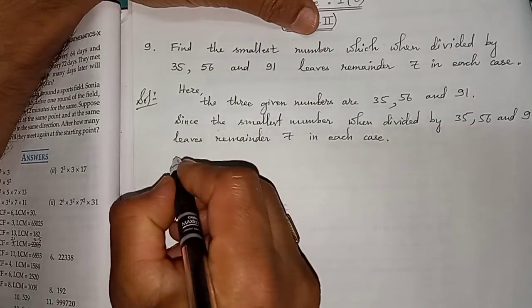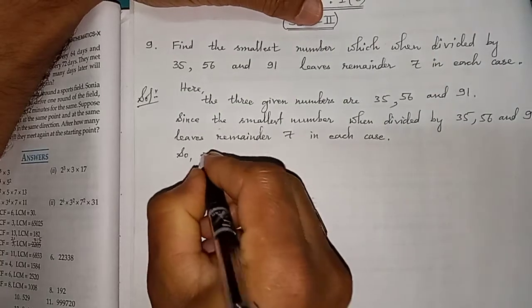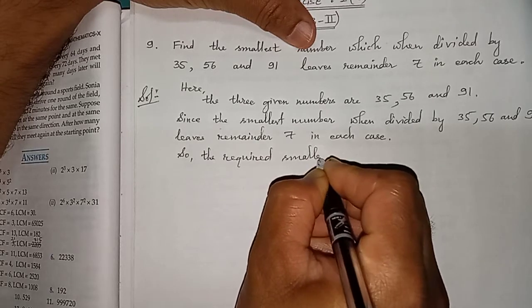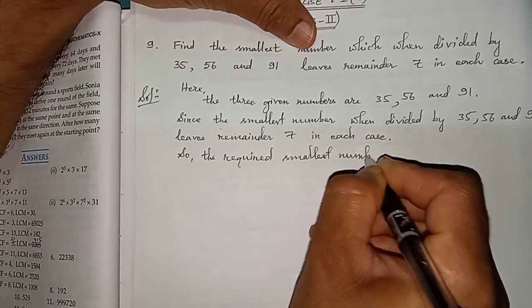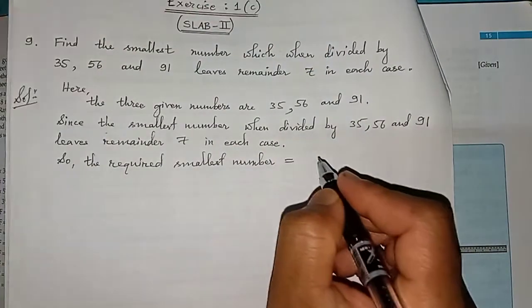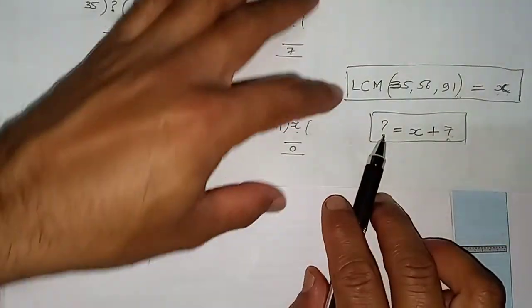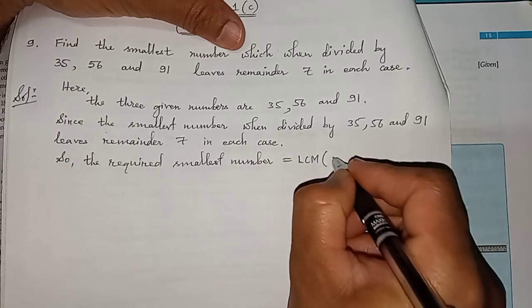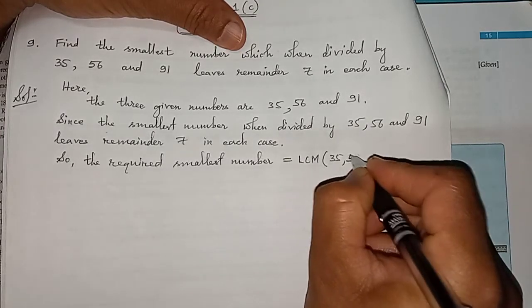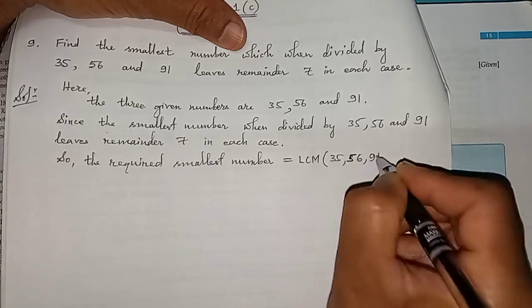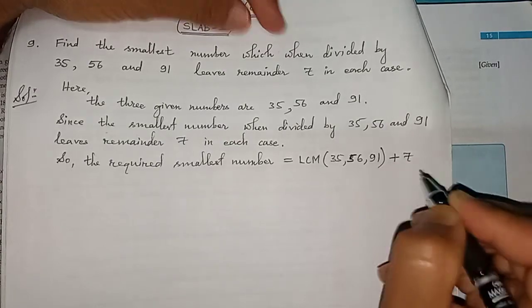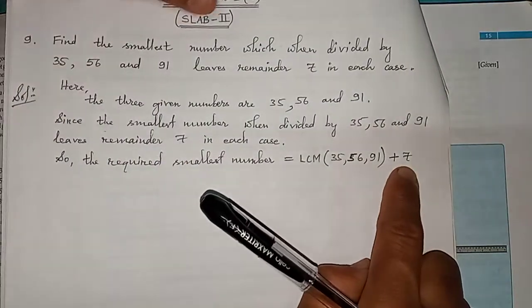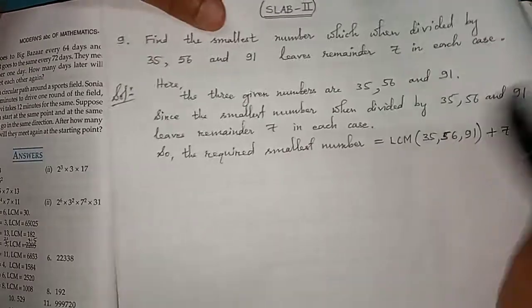so the required smallest number will be, see, to the LCM of 35, 56 and 91, we have to add plus 7. Therefore the required number is: to the LCM of these three numbers we have to add 7. Okay, clear? So now we'll find the LCM.